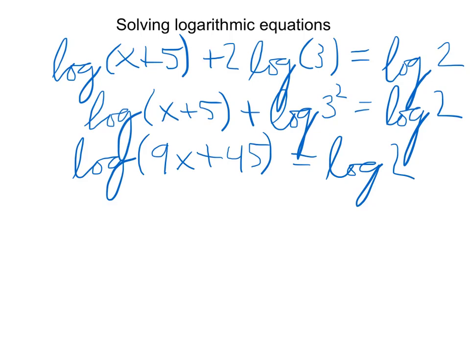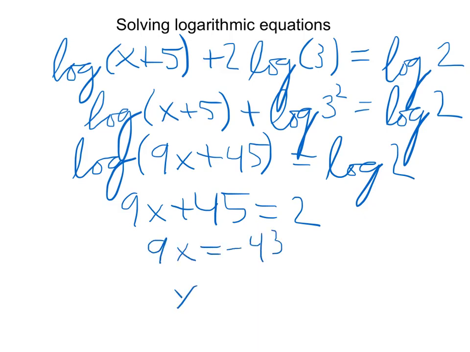So for now, we get to throw away the two logs. We get to throw this guy away and throw this guy away because they're the same base. And there's a property of logarithms that says if the log of something is equal to the log of something else, and they have the same bases, then it's just something equals something else. So let's write that out. And from here, it's just a simple linear equation. So it's something like 9x equals negative 43, and x equals negative 43 divided by 9.